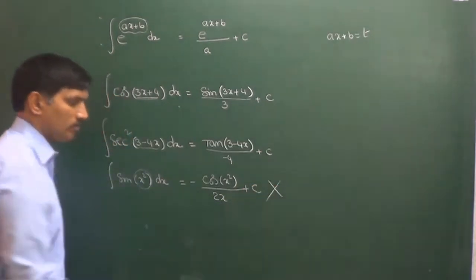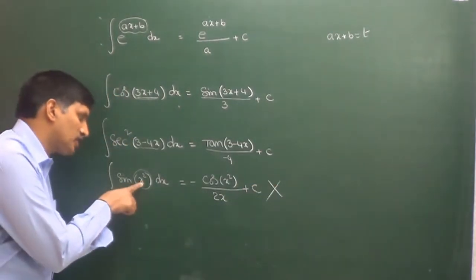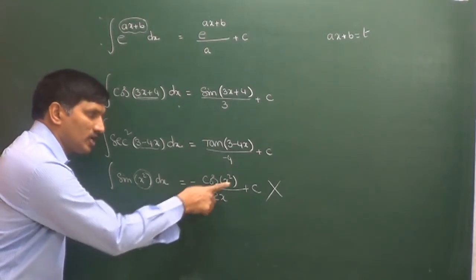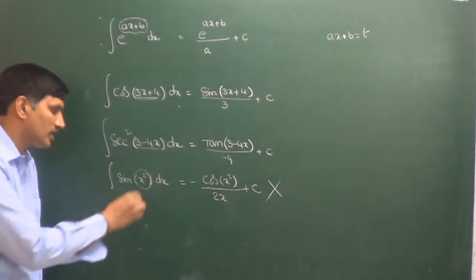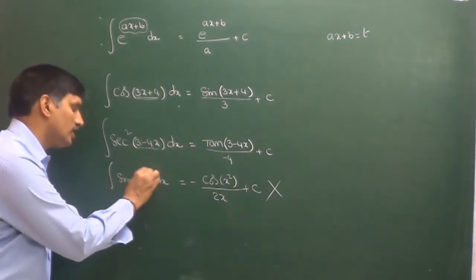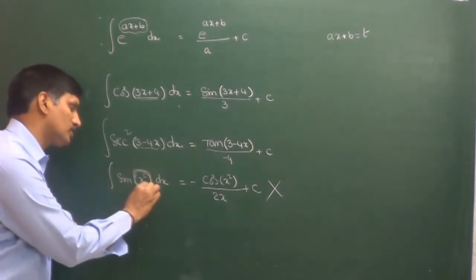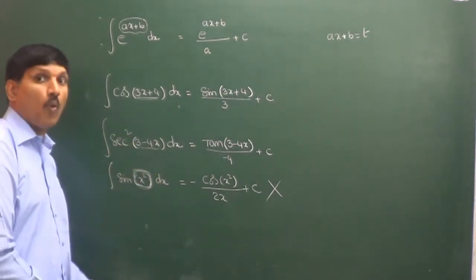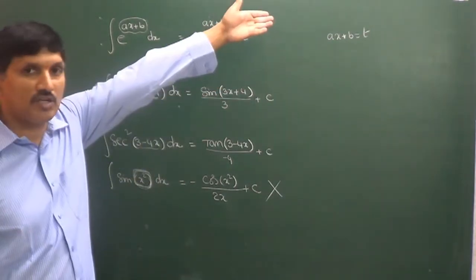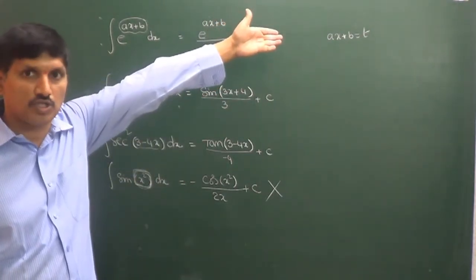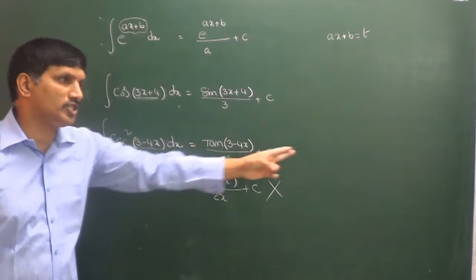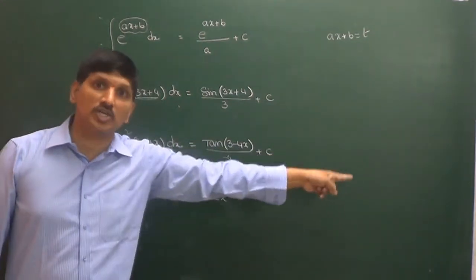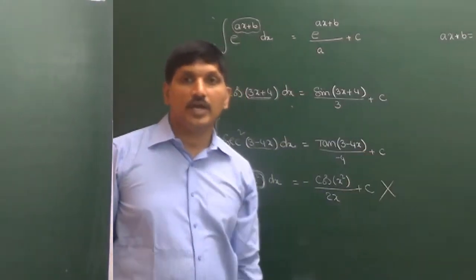Dividing the inner function's differentiation is going to be wrong, because here the inner function is not linear. The inner function must be linear. So why are we dividing? That is the reason we take a substitution. But if you take x square equals t, you will get 2x dx equals dt. That's why it is not possible.